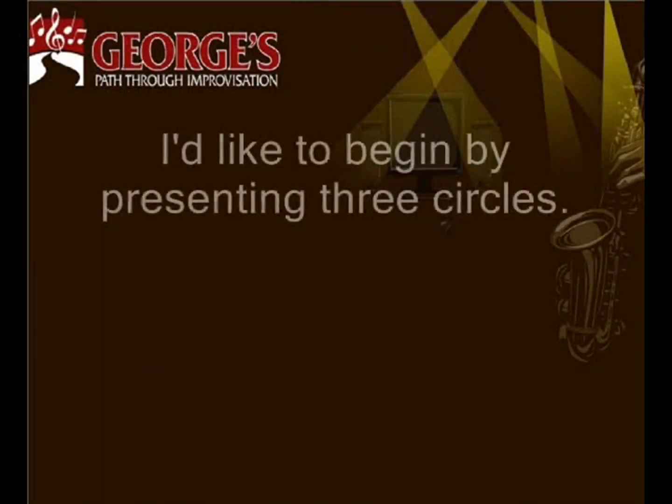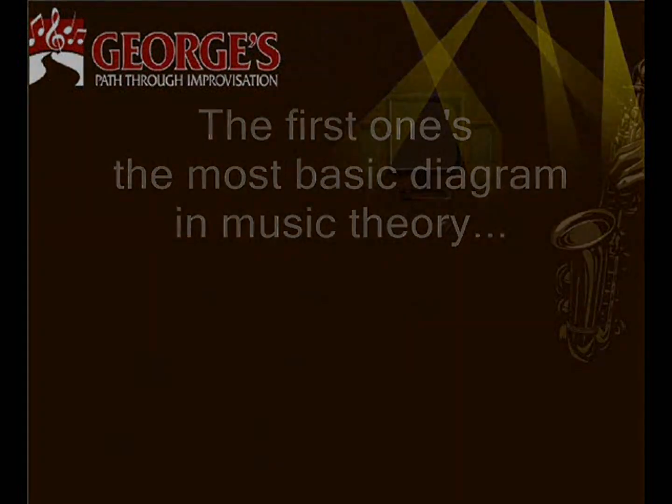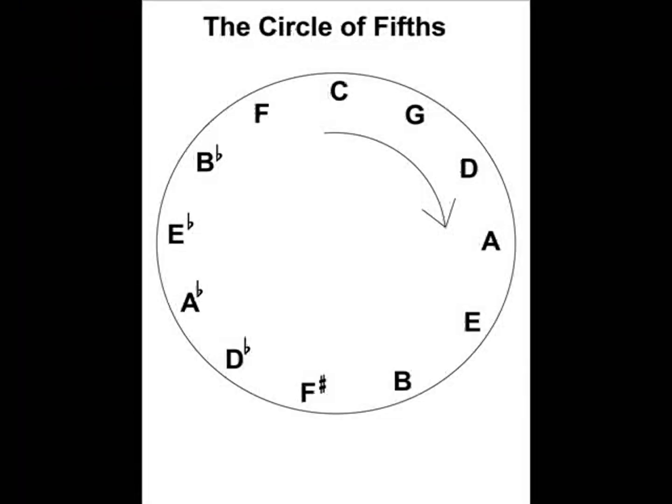In this video, I'd like to share with you how my students and I look at and analyze John Coltrane's Giant Steps, and then how we approach it for improvisation. I'd like to begin by presenting three circles. The first one's the most basic diagram in music theory, the circle of fifths.